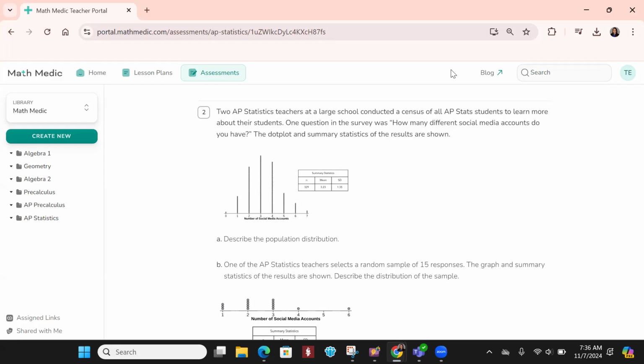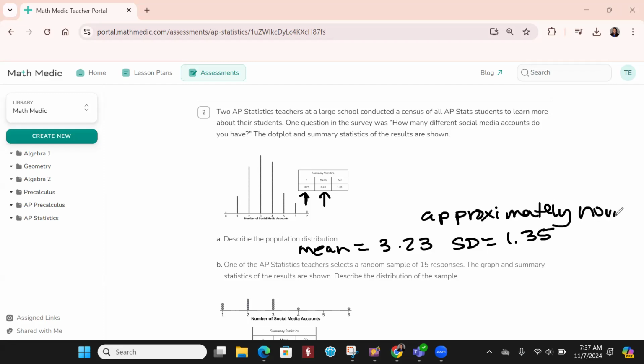Describe the population distribution. What does this look like? Okay, approximately normal. But when you say approximately normal, you have to define the mean and the standard deviation. So don't just say approximately normal. You got to do mean and standard deviation. What's the mean? 3.23. And we're pulling that from there. And then the standard deviation is what? 1.35.